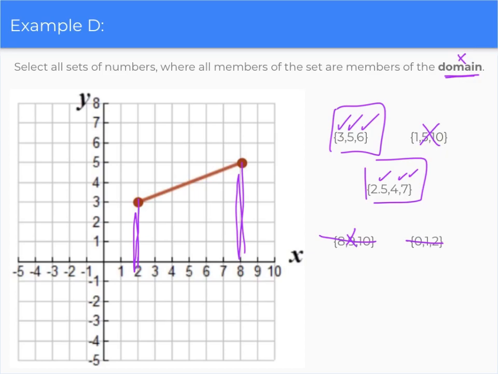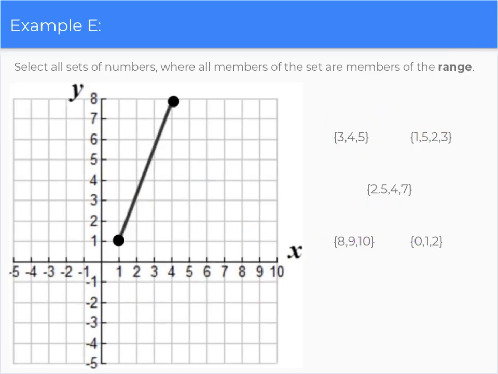Now let's take a look at example E. Here we are at example E, and it says select all sets of numbers where all the members of the set are members of the range. So in this case, we're looking for all numbers that are filling in our y's. So this time our line goes between 1 and 8. So we're looking for all the numbers between 1 and 8. So 3 between 1 and 8, yes. 4 between 1 and 8, yes. 5 between 1 and 8, yes. So this one works.